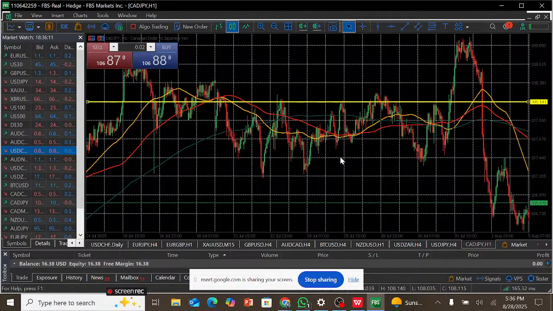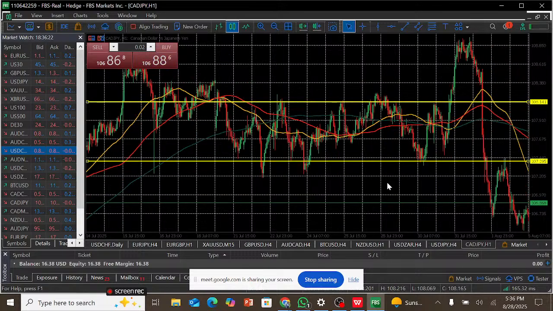Okay. So if you compare this situation from here to here, the market was moving in between a certain interval. You see it? Yes. It was moving between a certain interval.